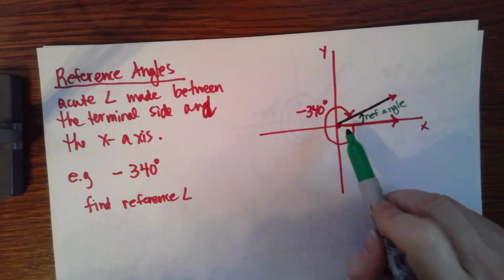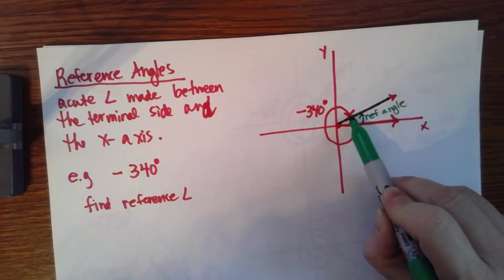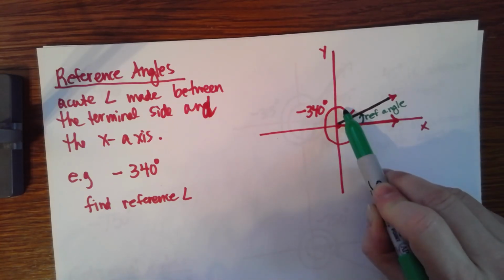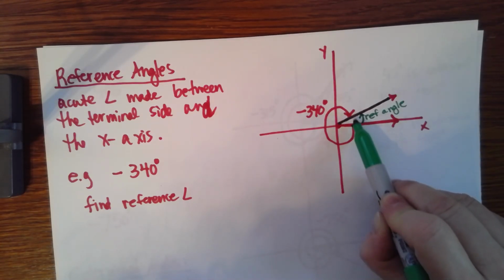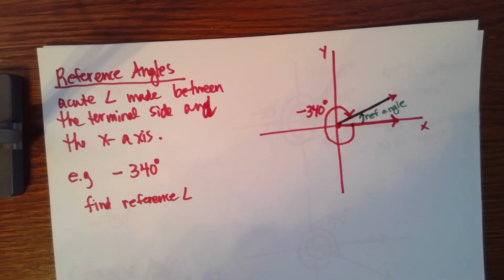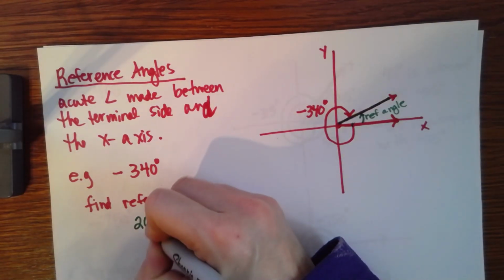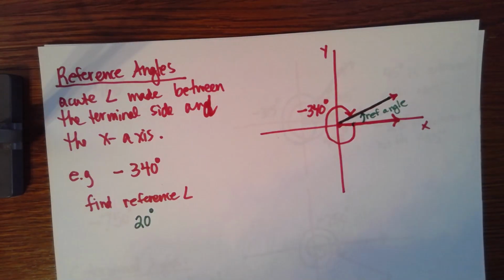is, well, let's see, negative 340 degrees is 20 degrees shy of 360, right? If we went the whole way around, we would have 360. So this angle right here is 20 degrees. So 20 degrees would be the reference angle for that negative 340. So it's the acute angle made with the x-axis.